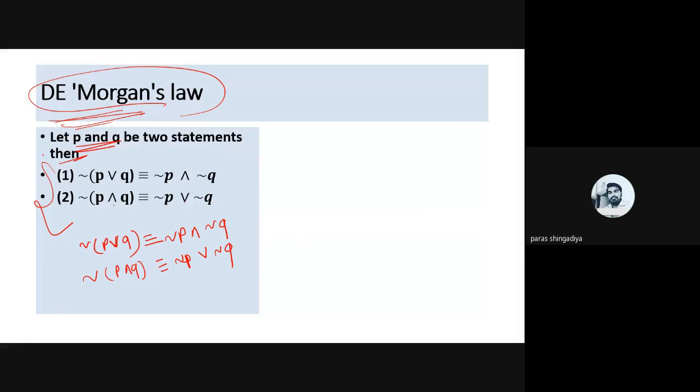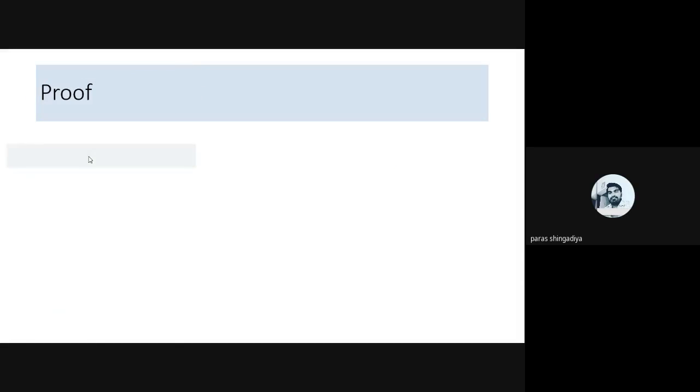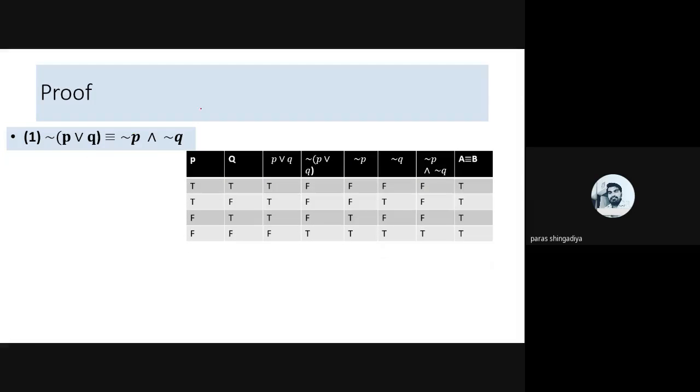So let's prove why these two statements are logically equivalent. This is our A, this is B, and to say they are logically equivalent, we check that A biconditional B is a tautology. If it is a tautology, then we can say it is a valid proof. So, proof of the first one by using a truth table. Derive the columns as per the given data.